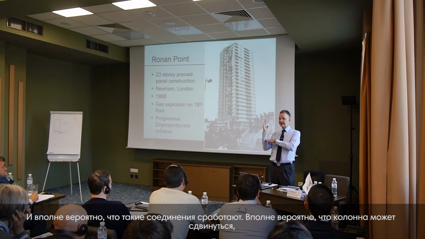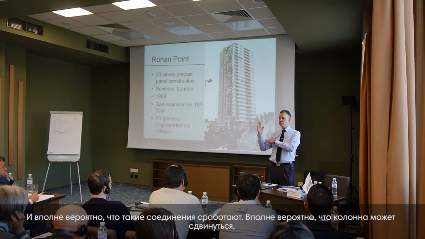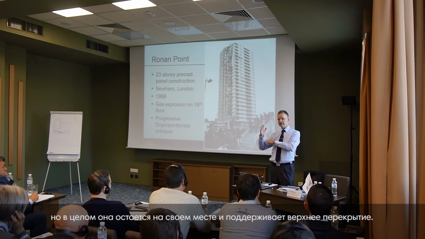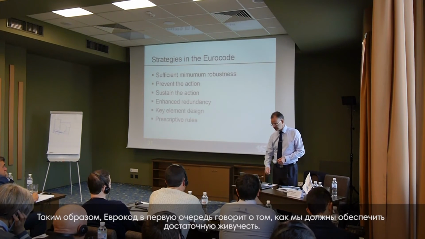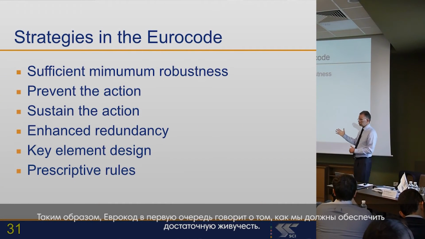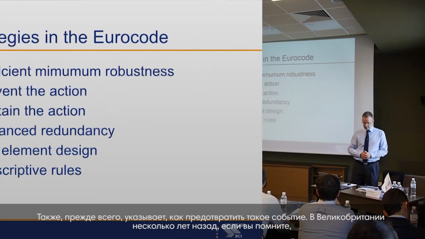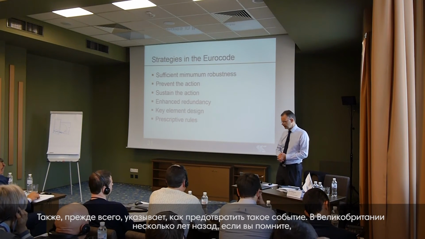It is very likely that the connection will be deformed. It is very likely that the column will move, but the objective is to make sure that the column is still in position and still supporting the floors above. So the Eurocode then, first of all, talks about how you provide robustness. It gives options to perhaps prevent the event in the first place.